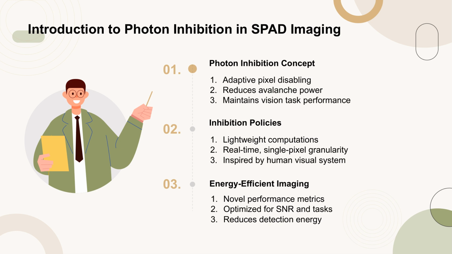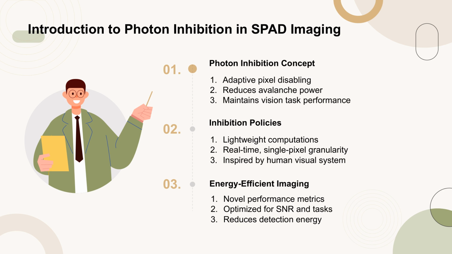Photon inhibition is a technique where individual SPAD pixels are selectively disabled to reduce energy consumption while maintaining performance in various computer vision tasks. This method involves lightweight computations called inhibition policies, which determine in real time which pixels to enable or disable based on previous photon detections. These policies are inspired by the human visual system's retinal processing. The approach also introduces novel energy-aware imaging performance metrics to optimize for signal-to-noise ratio and specific vision tasks, thereby reducing the overall detection energy.